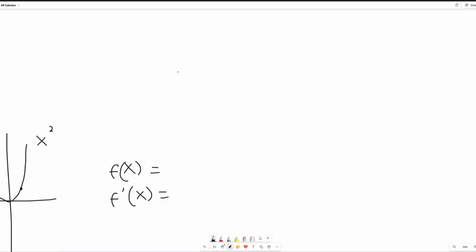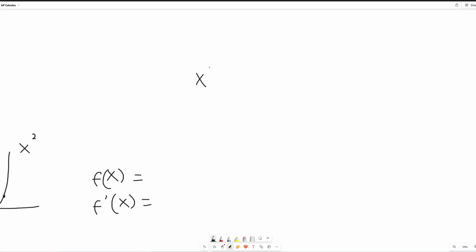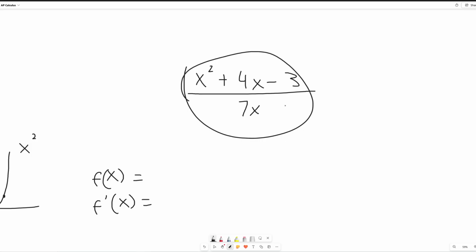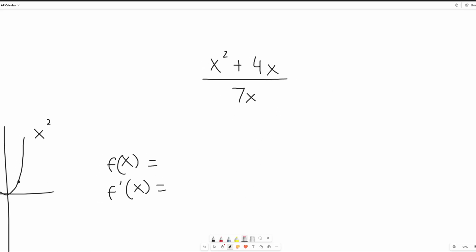The next rule is the quotient rule. So, let's say you have x squared plus 4x minus 3 over 7x. Now, you could split it up, divide it, however you want. I'll get rid of the 3, in fact. If you wanted to, you could split this up and divide it. However, the quotient rule here would probably be easier.